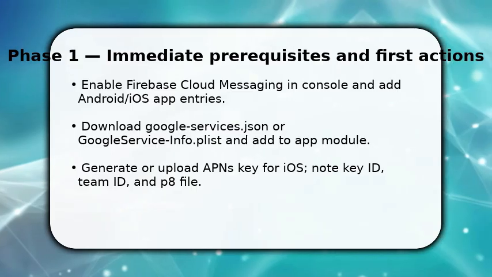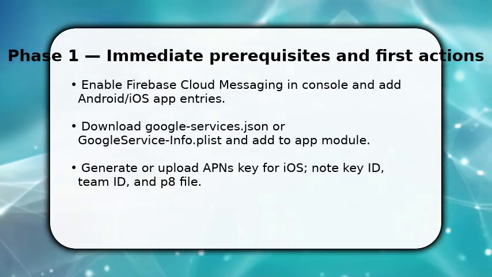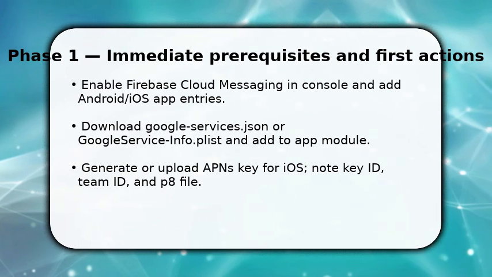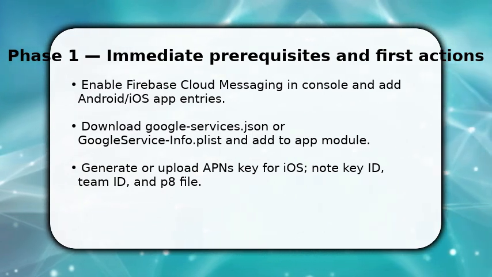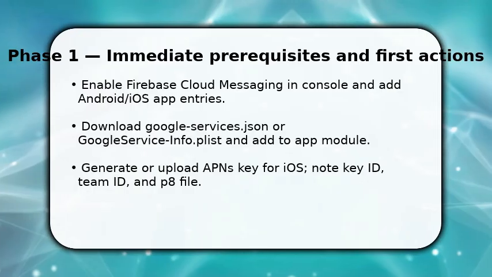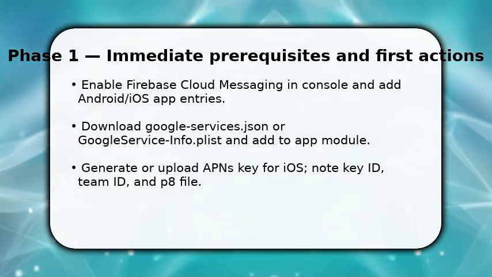For iOS, upload the APNs P8 key in project settings and record the key ID and team ID. This lets Firebase relay notifications reliably to Apple devices.